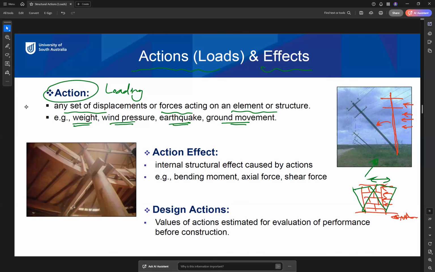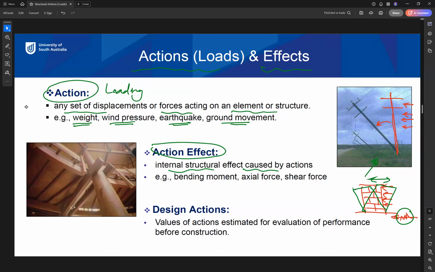So it moves back and forth during the earthquake load. So the earthquakes and weight and wind pressure and the ground movement are all examples of the actions that we may have on our structures. The action effect, or what happens due to the applied actions, is the internal structure effects caused by action.